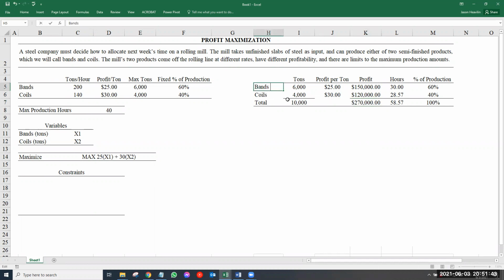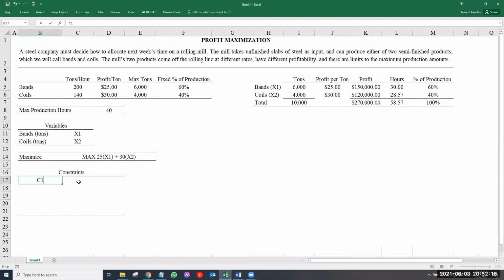So while we're there, let's go ahead and put X1 and X2 there so we know that's what we're talking about. Okay. Now, technically speaking, up to this point, we have not done anything different than what we have here. But now we need to talk about that 40-hour issue. And we need to talk about that 60-40% issue. And we need to talk about that we cannot exceed those tons. So we're going to start listing the constraints we have.